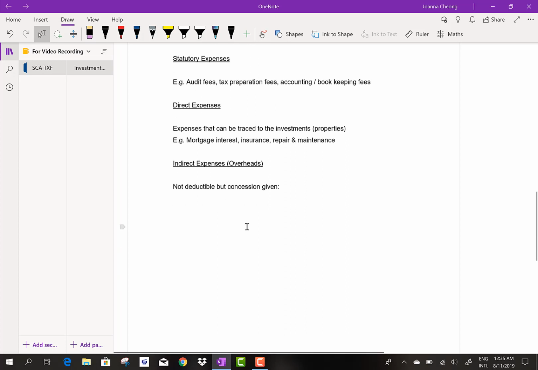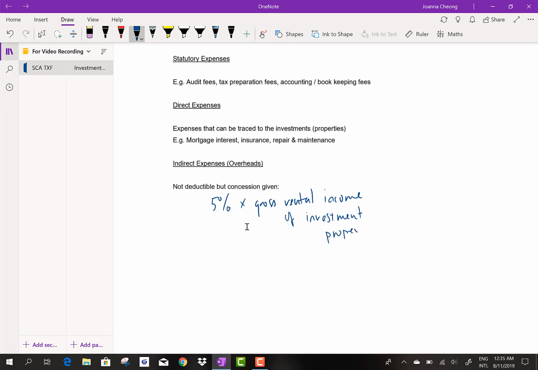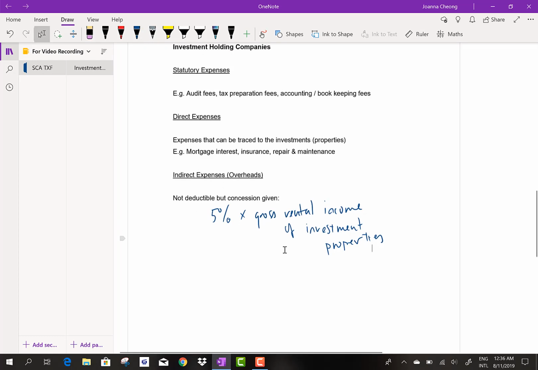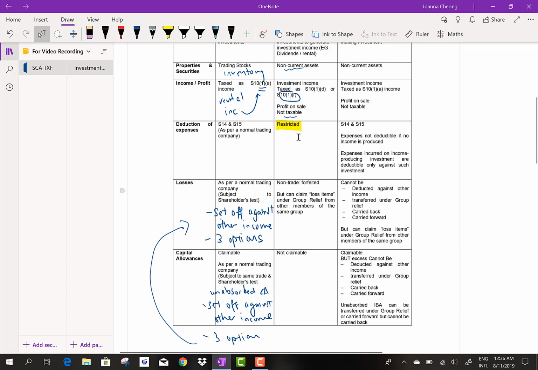And what is the concession? 5%. You are allowed to deduct 5% of the gross rental income from a property that you are holding on to. So you calculate the amount based on 5%, and that will be the amount deductible as far as overhead is concerned. So this is the part that we say is being restricted.